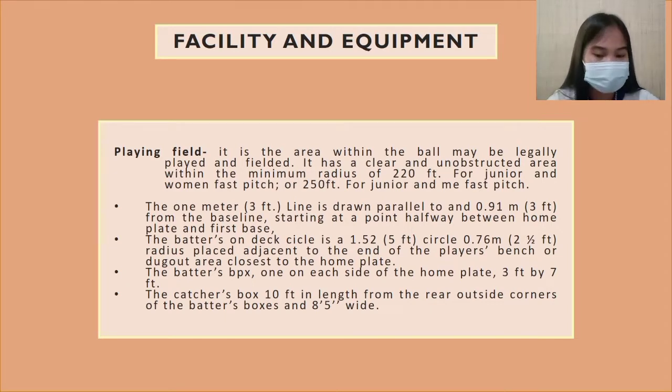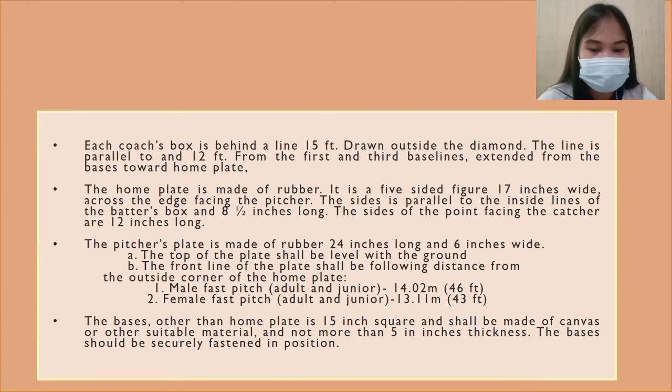The batter's box, one on each side of the home plate, is 3 feet by 7 feet. The catcher's box is 10 feet in length from the rear outside corners of the batter's boxes and 8.5 feet wide. Now, each coach's box is behind the 15 feet line drawn outside the diamond. The line is parallel to and 12 feet from the first and third baselines, extended from the bases toward home plate.